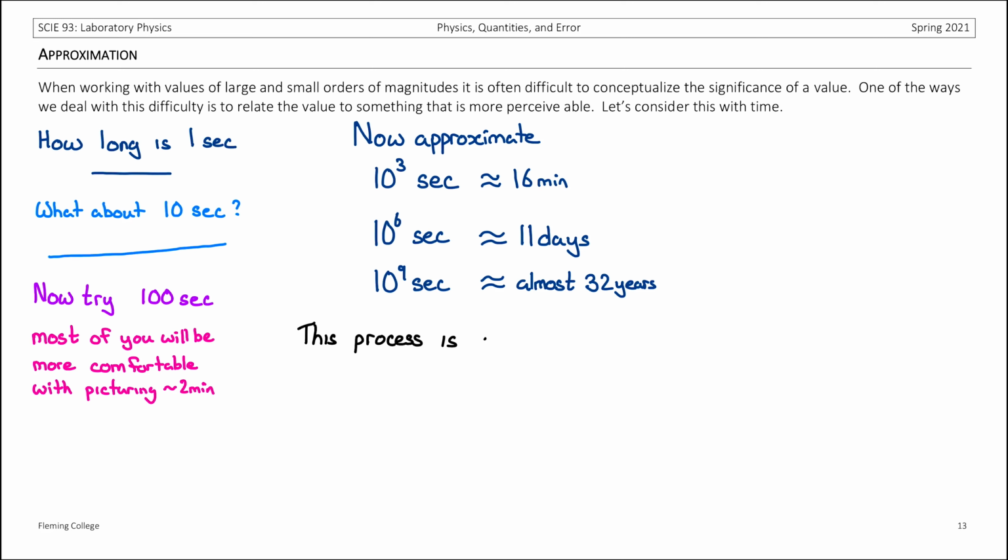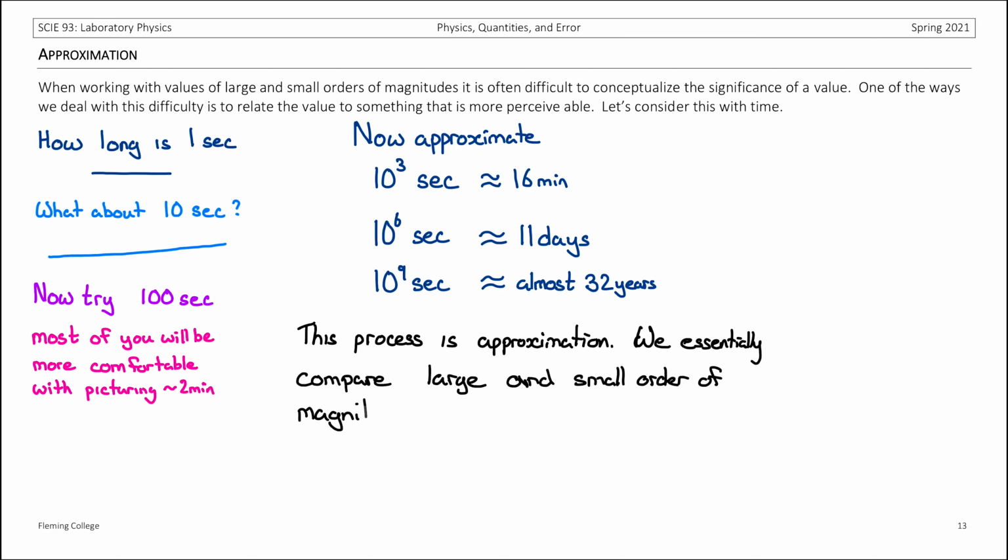We are essentially comparing very large or very small magnitude of values with a different quantity, so we are converting to a different quantity that's easier for us to picture or conceptualize. The book goes through this by comparing heights of buildings to heights of people, and there are many other ways that you could work through this.